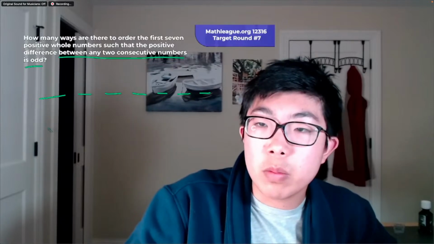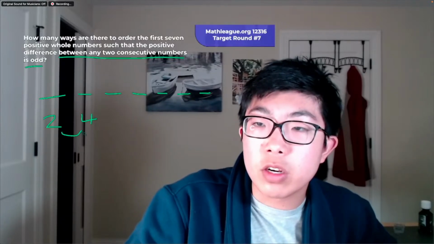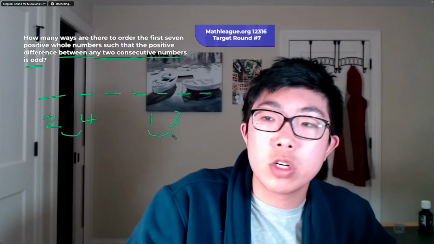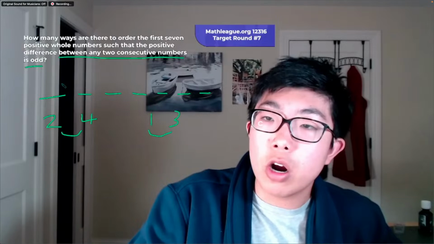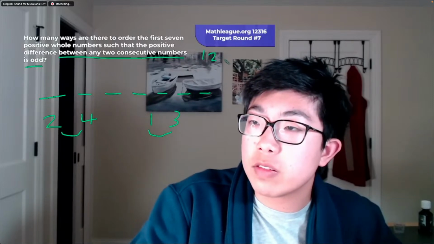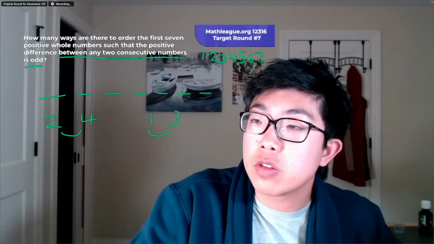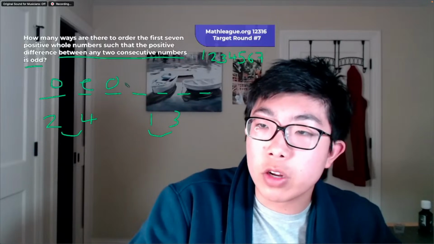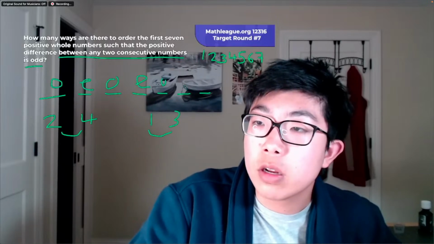If we have two even numbers, the difference is always going to be even. And if we have two odd numbers, the difference is always going to be even. So we need to alternate odd, even, odd, even. All right, so let's write out the numbers. 1, 2, 3, 4, 5, 6, 7. Notice that there's 4 odd numbers and 3 even numbers here. So we're going to have to alternate like this. Odd, even, odd, even, odd, even, odd.